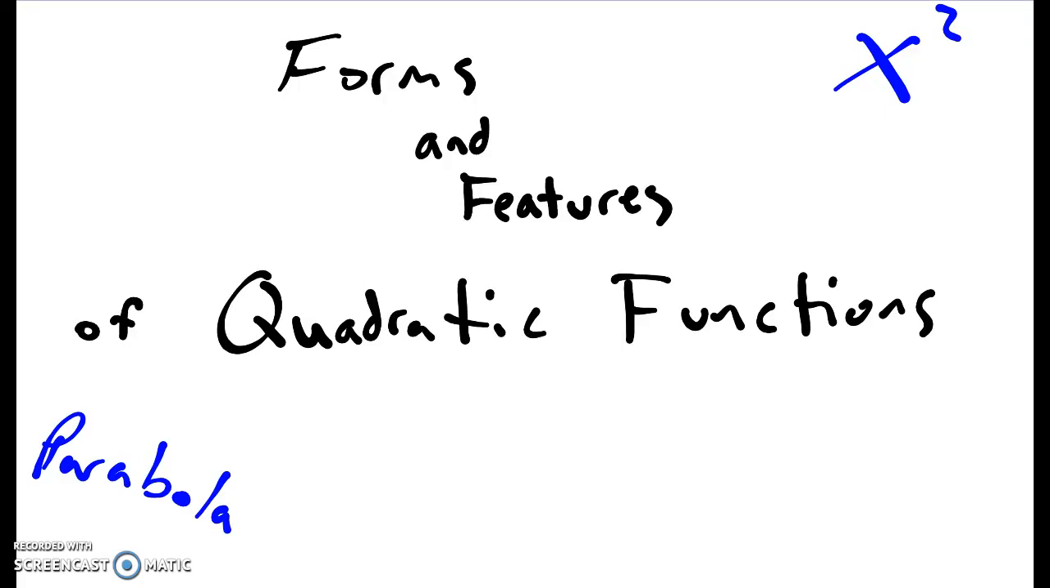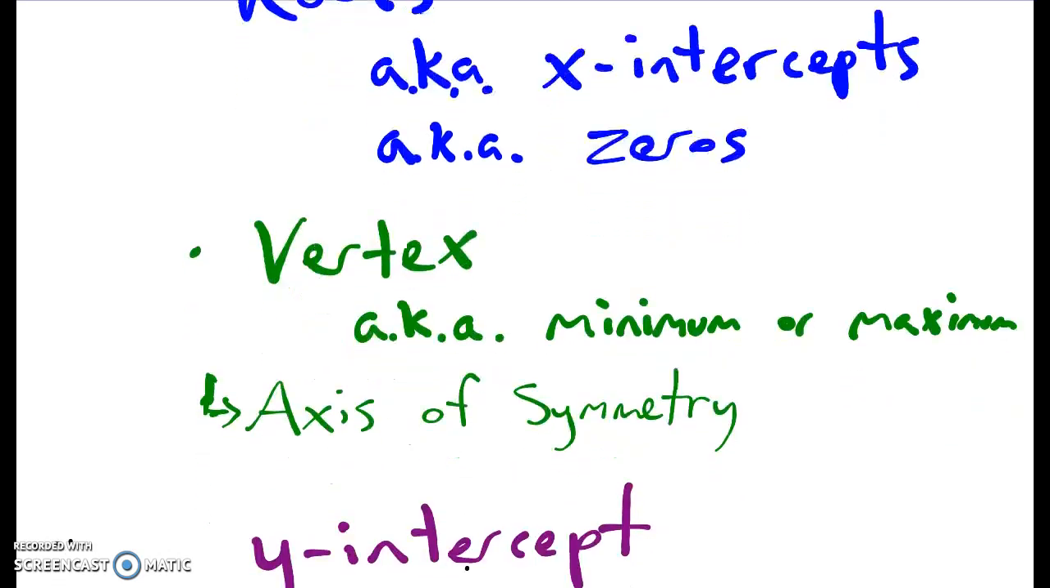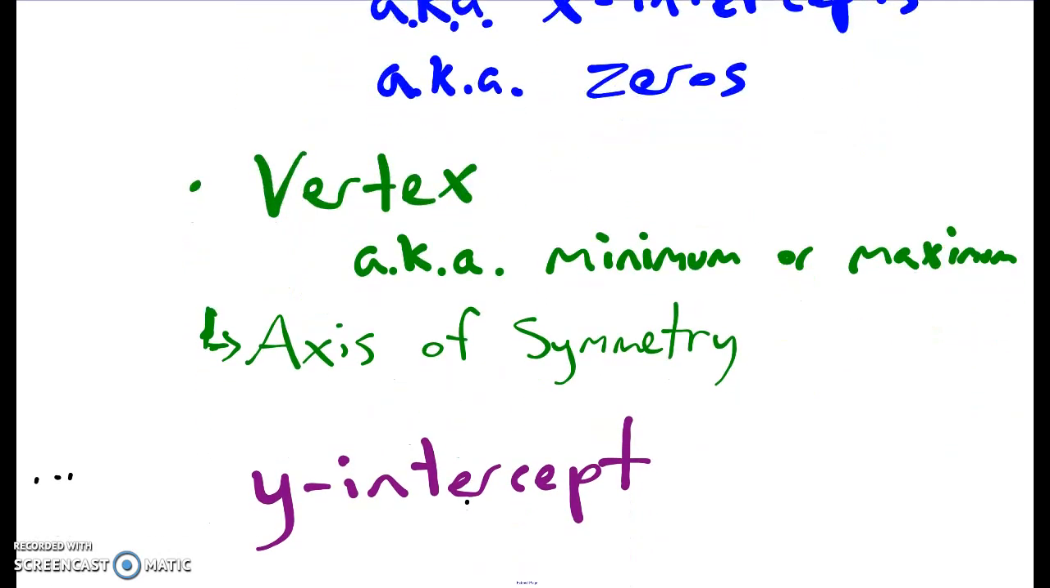All right, we're going to take a look at quadratic functions, some of their basic forms, and the key features that are involved. Features we've already talked about: when we're solving quadratic equations, we're looking for the roots, the x-intercepts or zeros of the function. We also want to be able to look for the vertex, and occasionally we might also be interested in the y-intercept, just like we would with any other function.